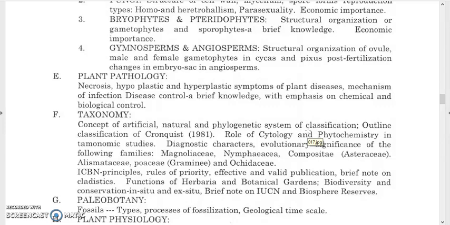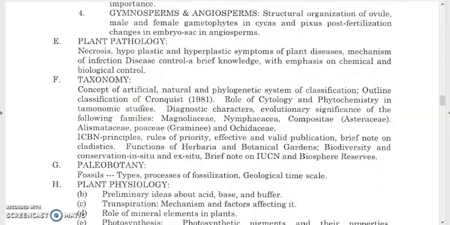Now plant pathology. Here you have to study the diseases of plants, like necrosis, hypoplastic and hyperplastic symptoms of plant diseases, mechanism of infection, disease control, a brief knowledge with emphasis on chemical and biological control.